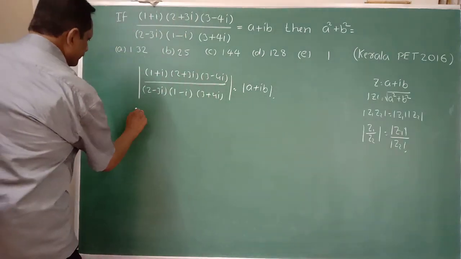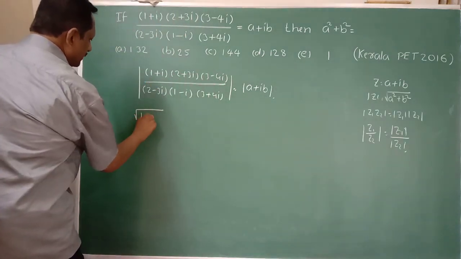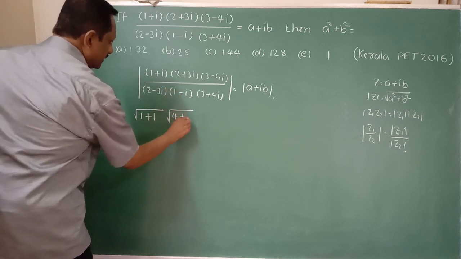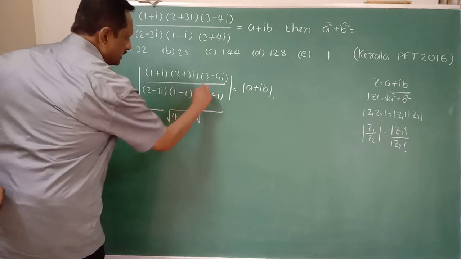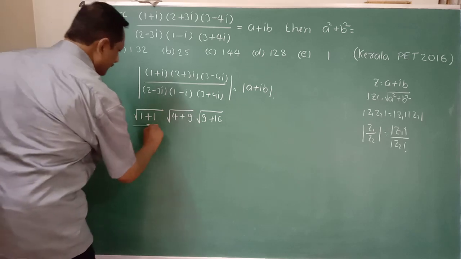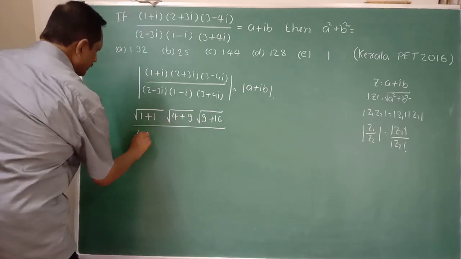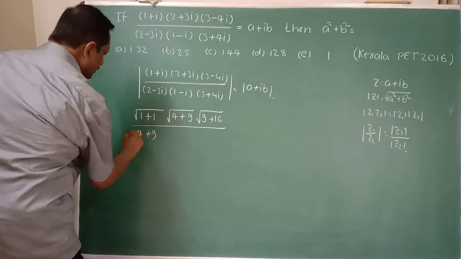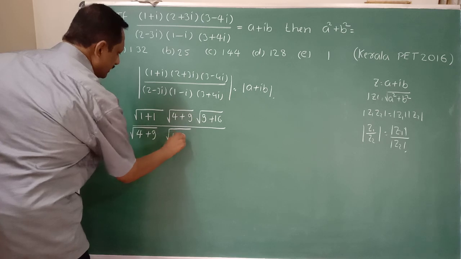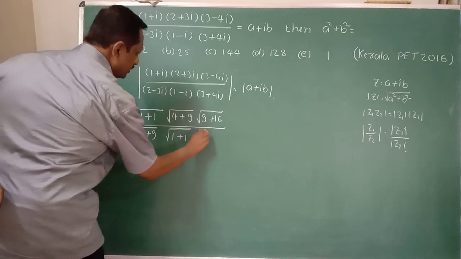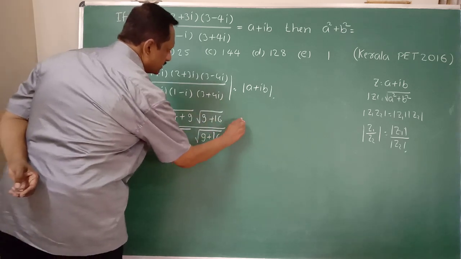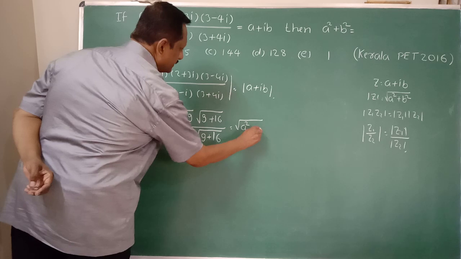Yes, the root of 1² is 1, and again 1² is 1. Then the root of 2² is 4 and 3² is 9. Root of 3² is 9 and 4² is 16. Minus becomes plus here, divided by 2² is 4 and 3² is 9. So root of 4 plus 9 into square root of 1² is 1 plus 1² is 1, then root of 3² is 9 and 4² is 16. That is the root of a² + b² here.